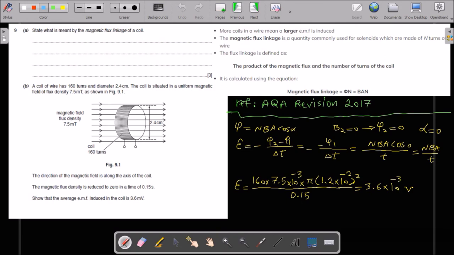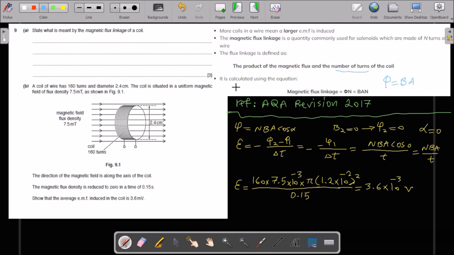Question 9, state what is meant by the magnetic flux linkage of a coil. Complete explanation of magnetic flux linkage. It is from AQA revision 2017. More coils in a wire means a larger EMF is induced. Magnetic flux linkage is a quantity commonly used for solenoids which are made of N turns of wire. Flux linkage is defined as the product of the magnetic flux and the number of turns of the coil. It is calculated using the equation magnetic flux linkage equals phi times N, where N is the number of turns, which is equal to BAN, because phi is equal to B times A.